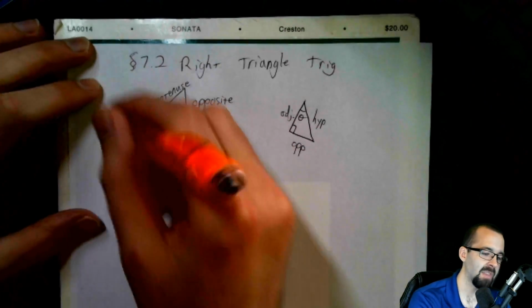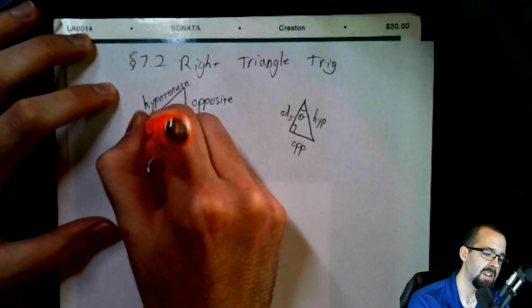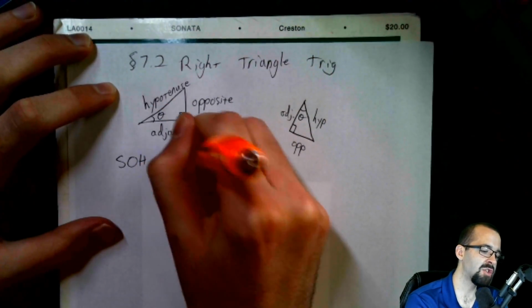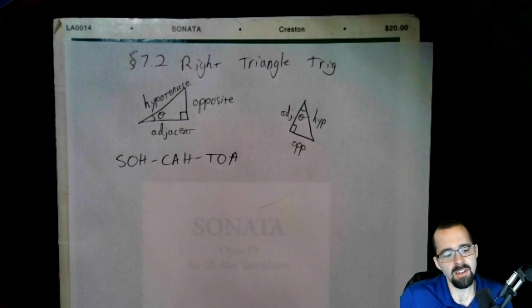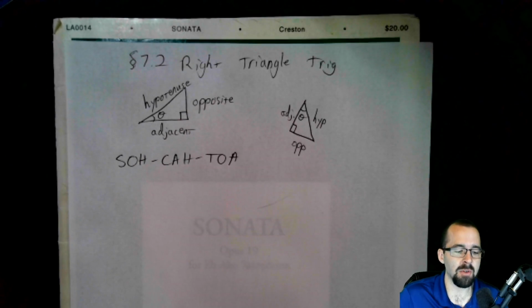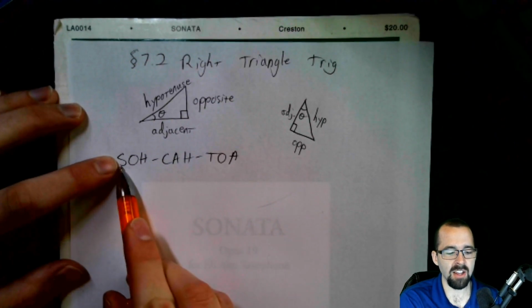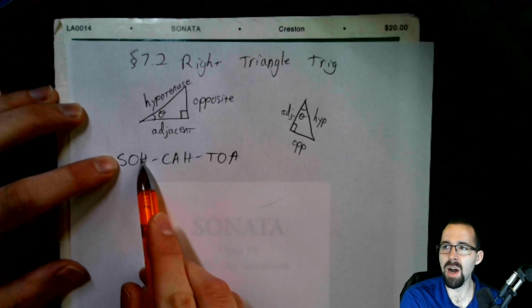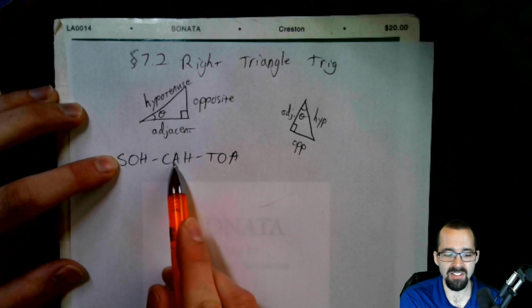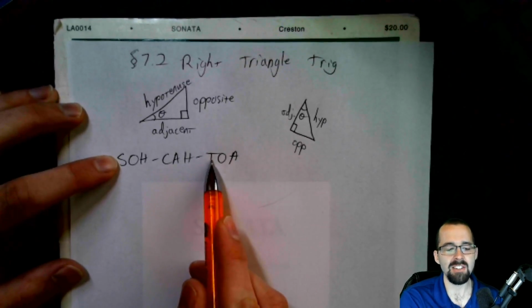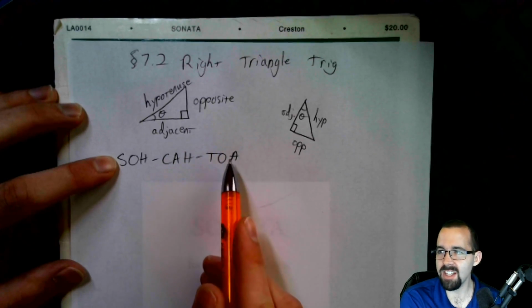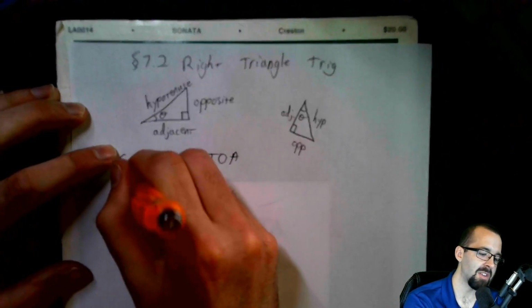So here we go. Most people are familiar with what's called SOH CAH TOA, and really it's just a mnemonic for remembering what the sine of an angle means. The sine of an angle is its opposite divided by its hypotenuse. The cosine of the angle is the adjacent divided by the hypotenuse. Tangent is the opposite divided by the adjacent. Okay, so we can write those down.